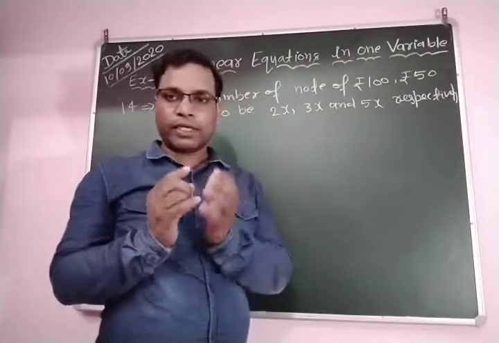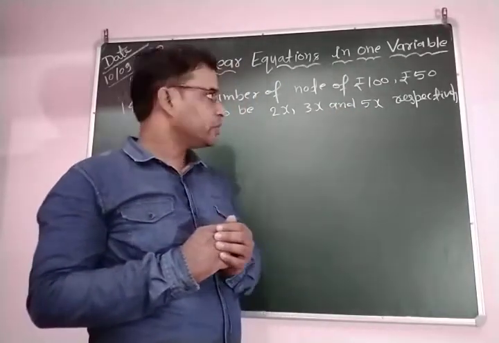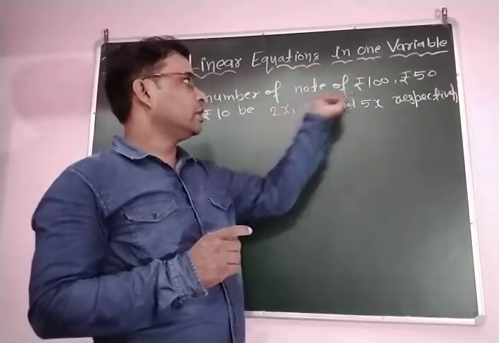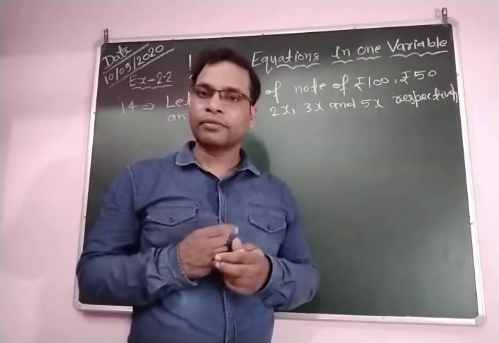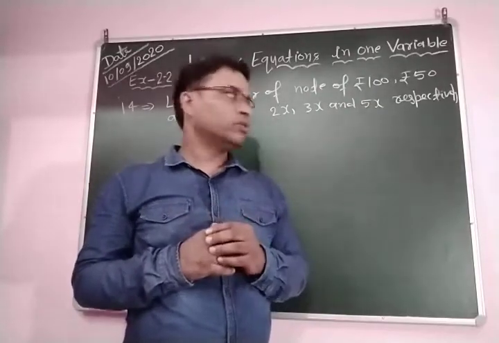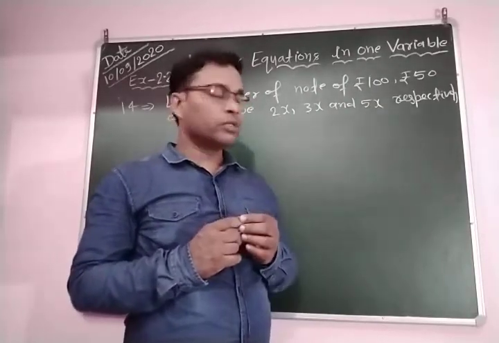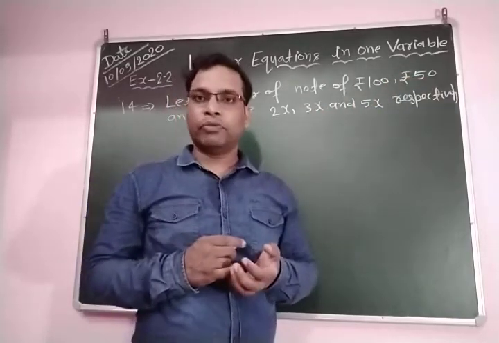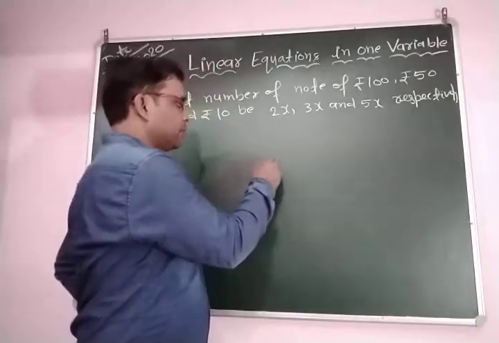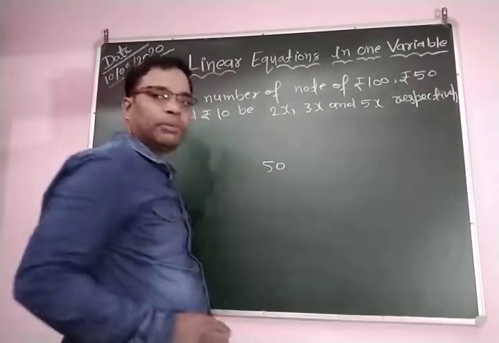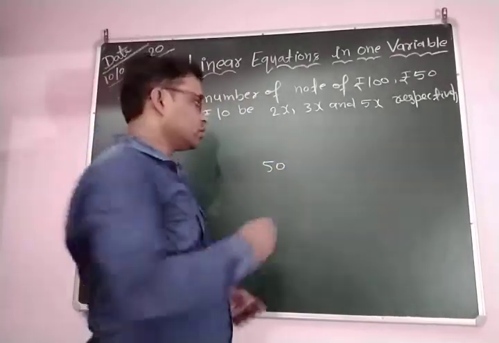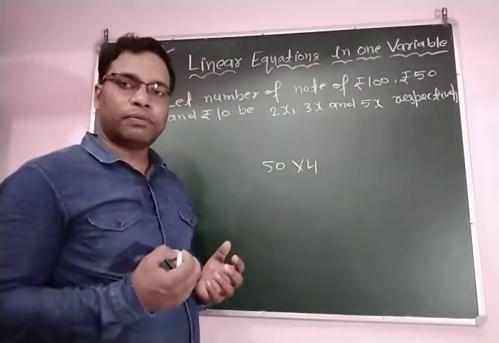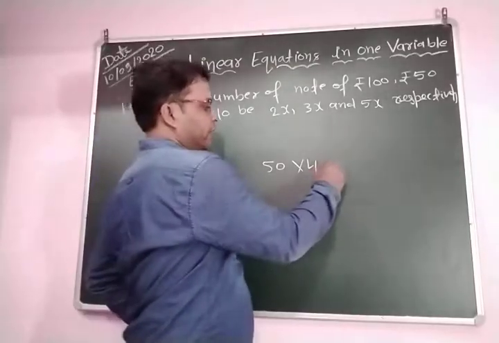So what is the amount of 100 rupees notes? If we multiply 2x into 100, then we obtain the amount of 100 rupees notes. And what is the amount of 50 rupees notes? If we multiply 50 into 3x, then we have the amount of 50 rupees notes. Suppose we have 4 notes of 50 rupees. If you multiply 4 by 50, then we obtain the amount of 50 rupees notes, which is equal to 200.